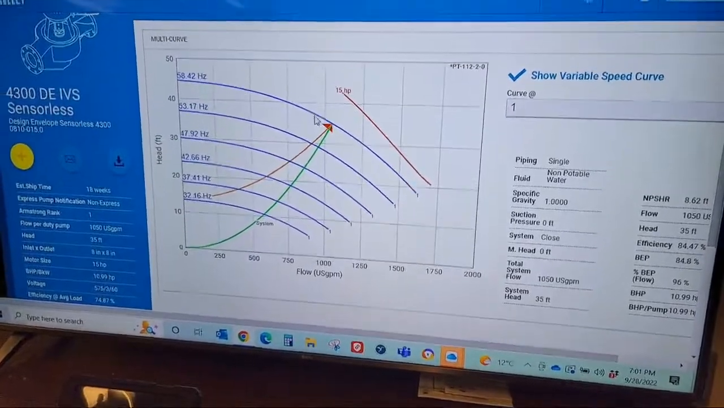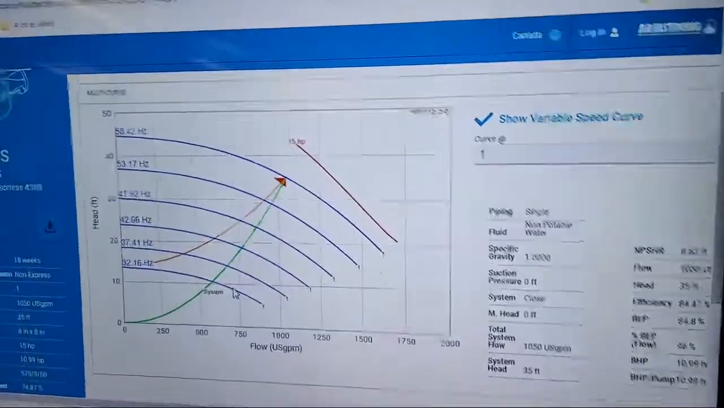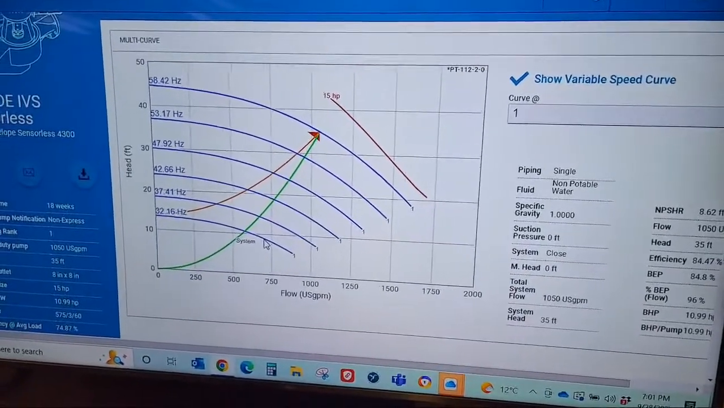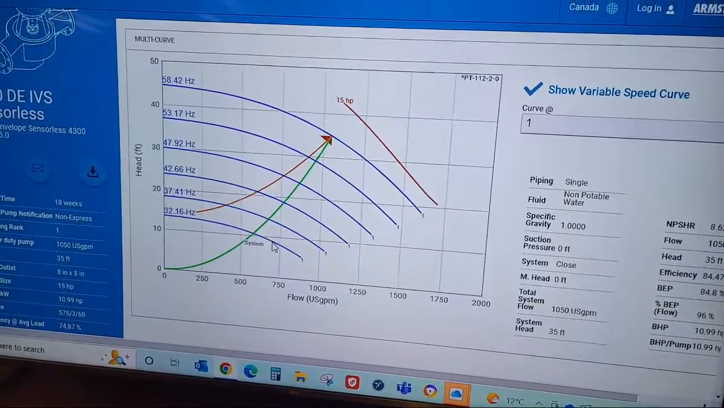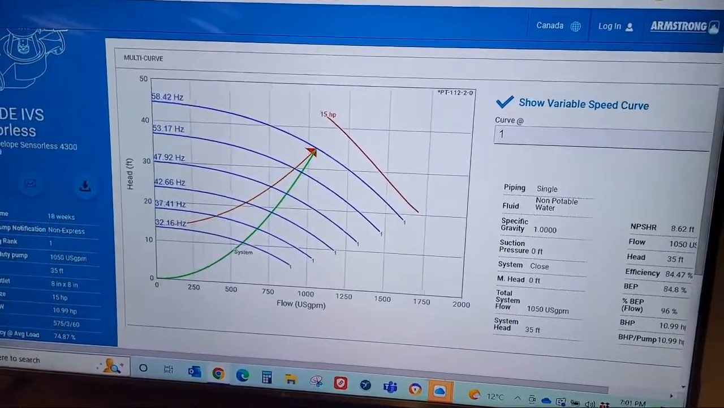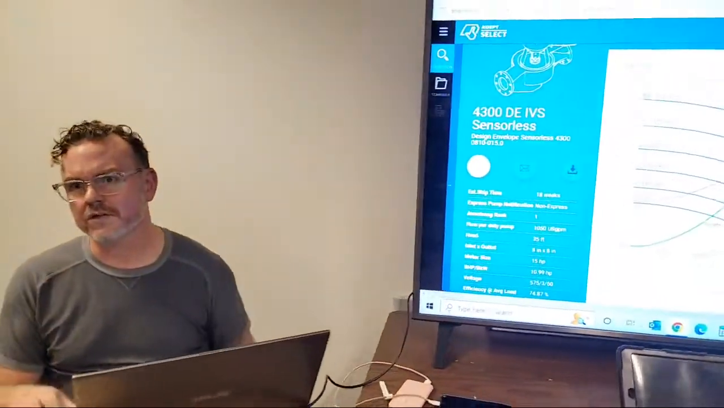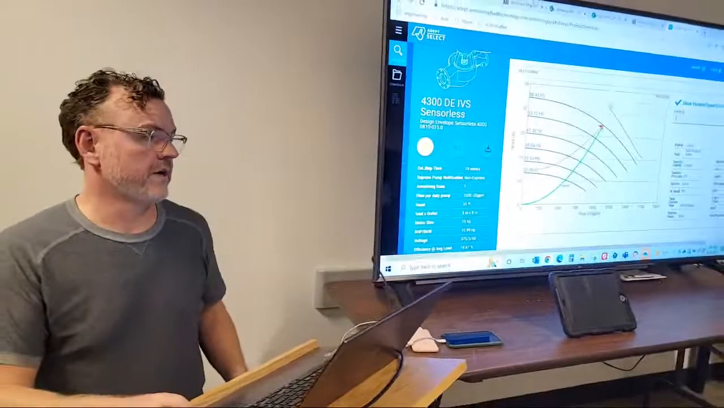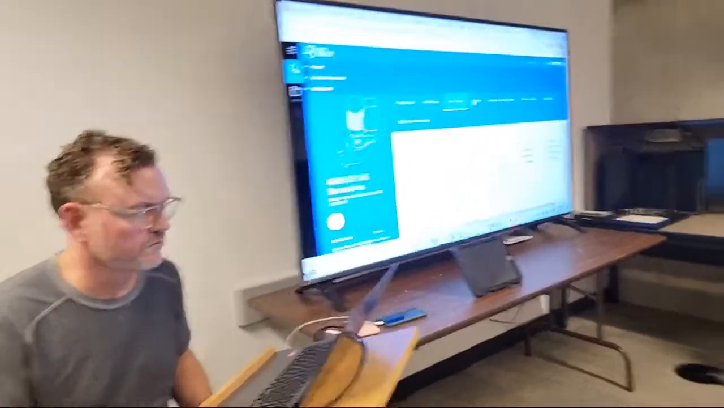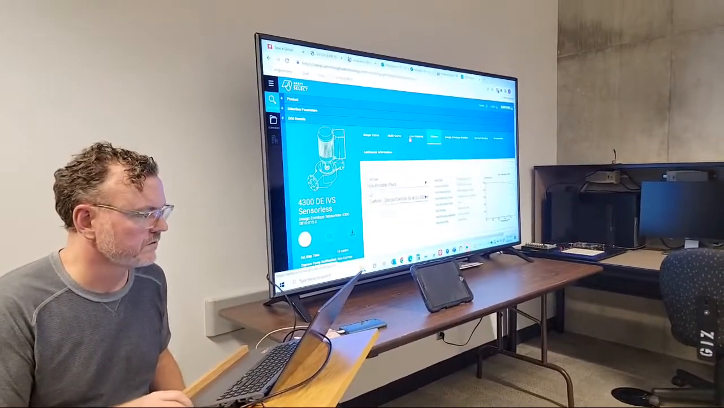So all the energy savings comes from the fact that flow changes directly with the change in diameter or change in RPM or the change in hertz. And then horsepower changes to the cube of the change in RPM, head changes to the square of the change of RPM or diameter. Head is proportional to the square of the RPM. Yes. Is that better said? Yeah.